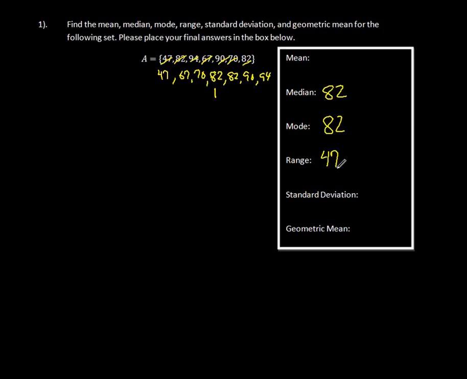Now the mean is the toughest one to do. You have to add all these up and divide by how many there are. When you add all of those numbers up, you get 532, divided by how many there are, which is 7 total. So your mean when you do that division is 76.